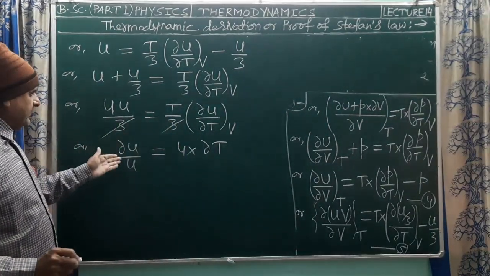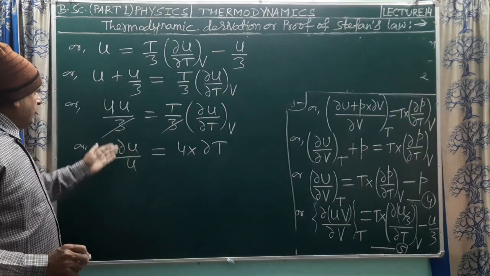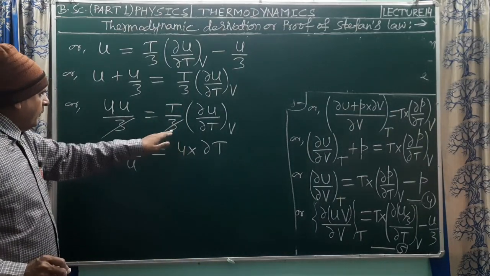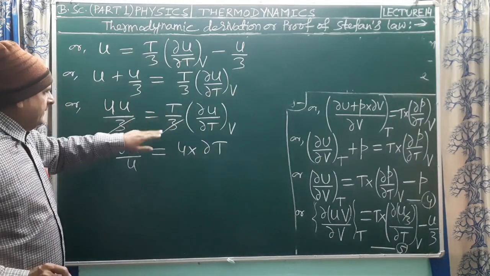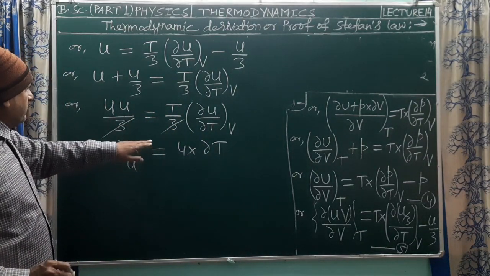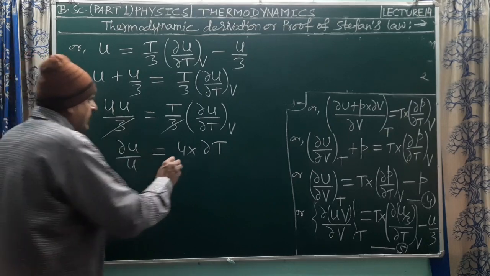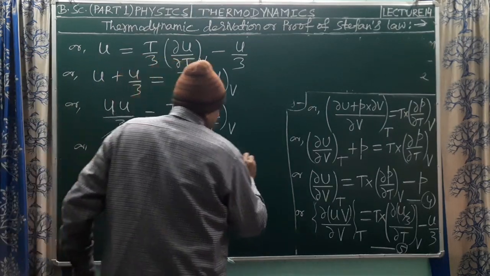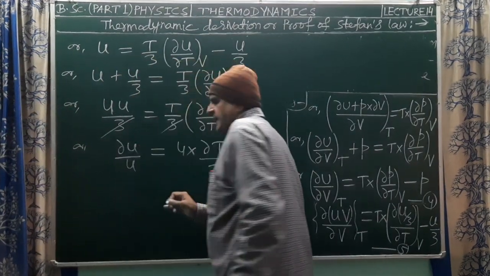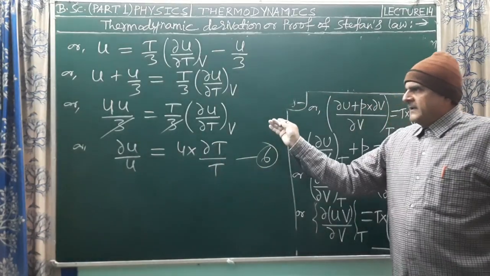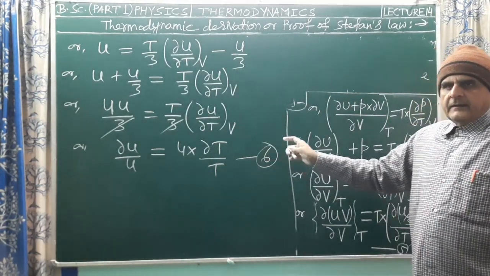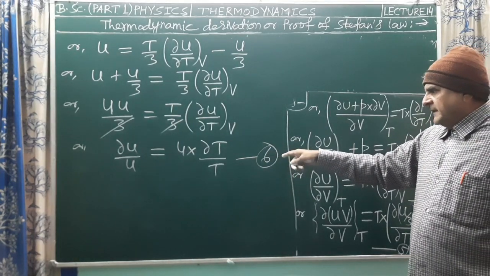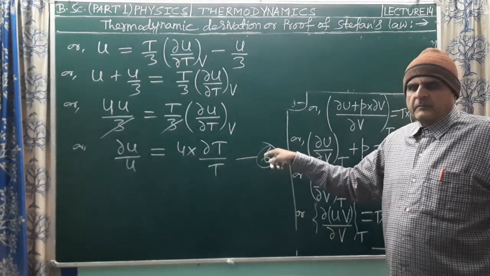तो U के टर्म को LHS में, del U upon U equals to 4 multiplied by del T upon T. Suppose it is equation number 6. Now integrating both sides. U का टर्म एक साइड में आ गया LHS में और RHS में T का टर्म हो गया. अब दोनों इंटीग्रेशन, इक्वेशन 6 के, सपोज इट इज इक्वेशन नंबर 6.